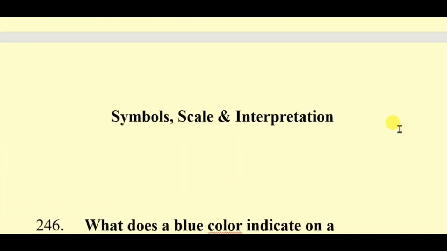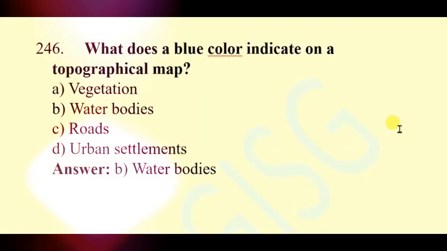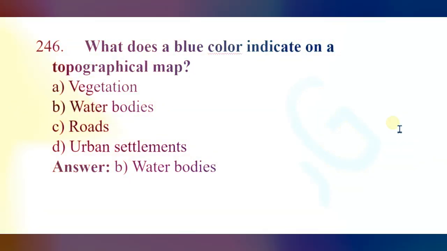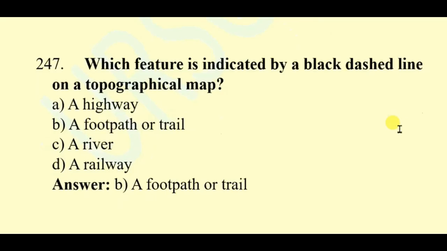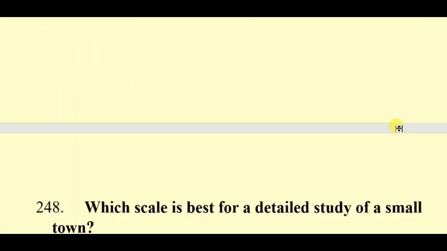Symbols, scale and interpretation. Question 246. What does a blue color indicate on a topographical map? Vegetation, water bodies, roads, urban settlements. So the right answer will be water bodies. Question 247. Which feature is indicated by a black dashed line on a topographical map? A highway, a footpath or trail, a river, a railway. A footpath or trail.